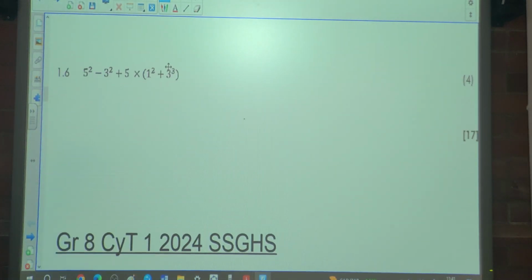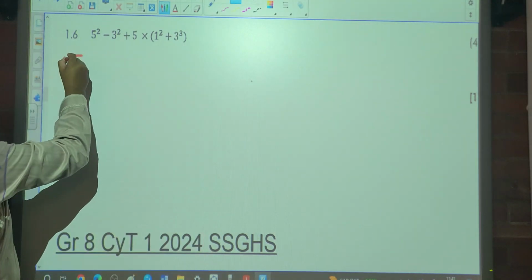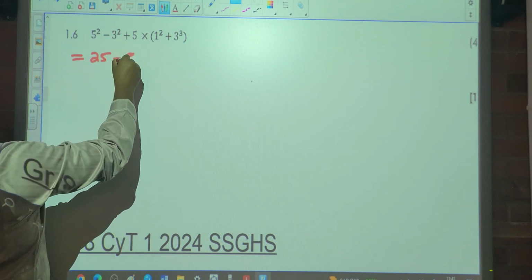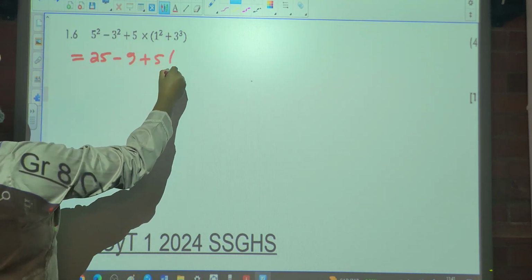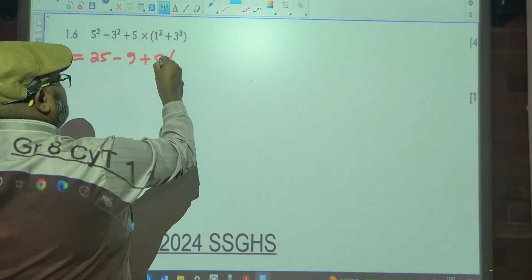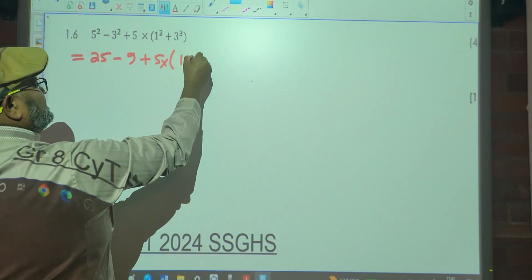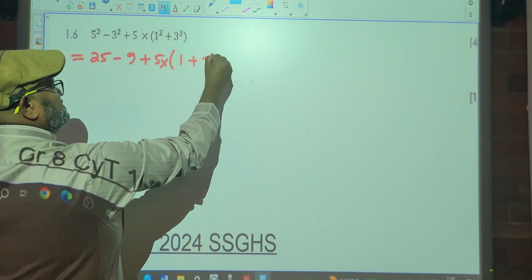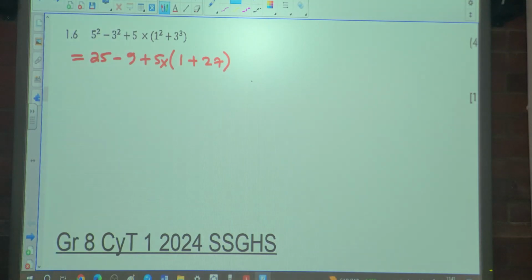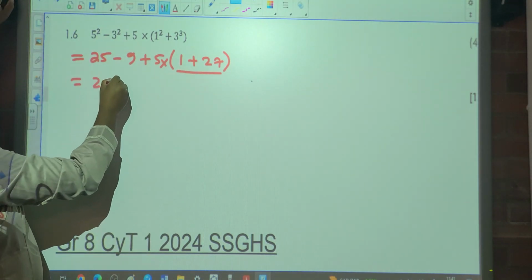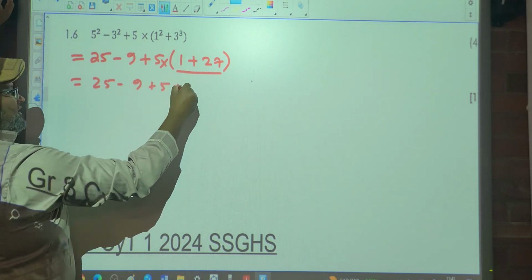Next, the first thing we need to do is sort out our exponents. So 5 squared, 5 times 5, which is 25. 3 squared is 9, plus 5 into. Now many drop the bracket here at this point. Okay. So 1 squared is 1. 3 cubed is 3 times 3 is 9, times 3 is 27. Can you see that? So what's 27 plus 1? 28. So 5 times 28.